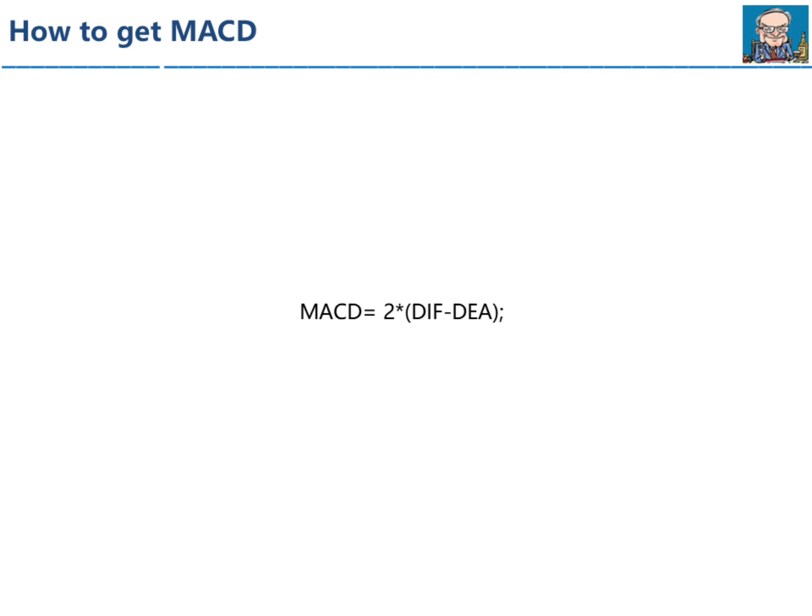In order to let users see the distance between DIF and DEA, multiply the distance by 2, which is MACD. Draw the pillar in red or green. In conclusion, the core of the MACD indicator is EMA. It studies the convergence and divergence between EMA 12 and EMA 26 to make judgments on the timing of buying or selling.